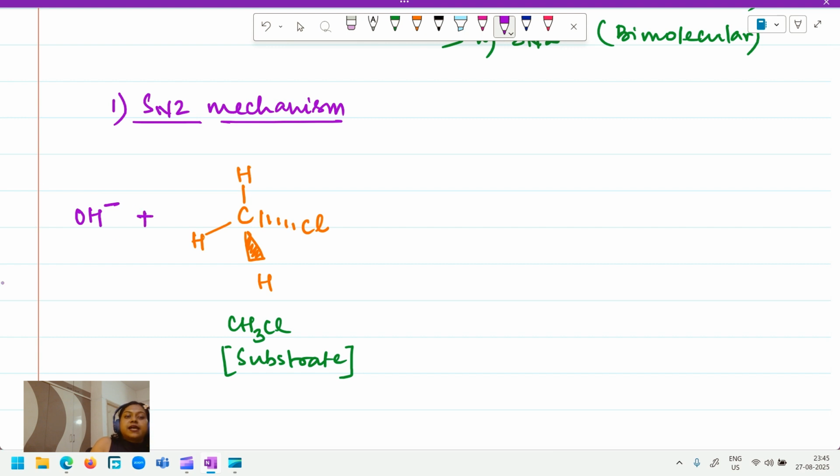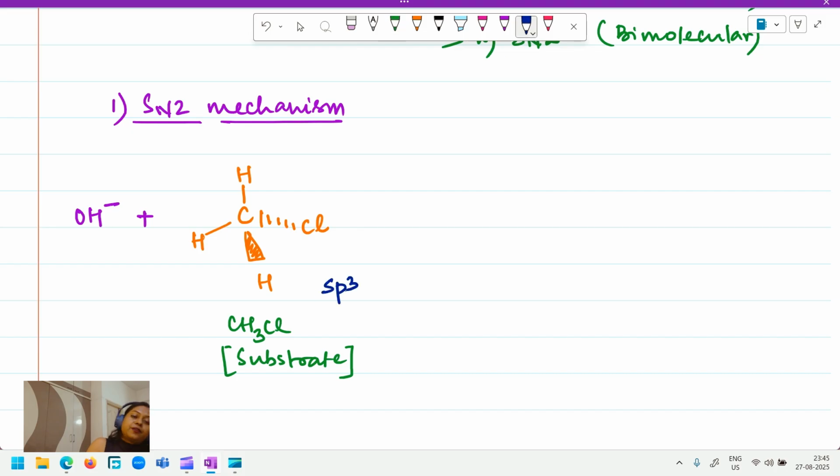So how does this hydroxide ion react with our substrate molecule RCl or CH3Cl? There are two directions from which the hydroxide can attack. The substrate that we just drew out, CH3Cl, is this a planar molecule or is this non-planar? So is the carbon sp2 or sp3 hybridized?